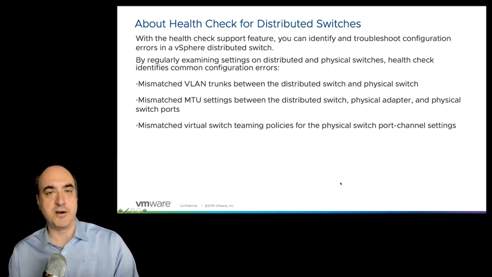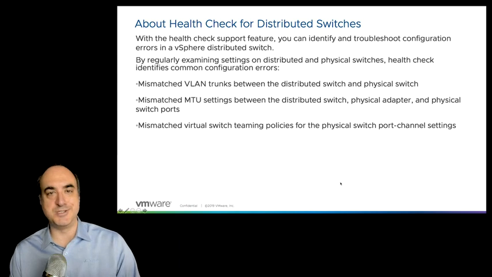Things it looks for are things listed here. It'll look for mismatched VLAN trunks between the distributed switch and the physical switch. It'll attempt to find mismatched MTU settings between the distributed switch and the physical adapter and the physical switch ports. And it will attempt to find mismatched virtual switch teaming policies on your physical switch port channel settings. And as it discovers them, it'll then trigger an alert. You then find very quickly which host, which adapter is having the issue.